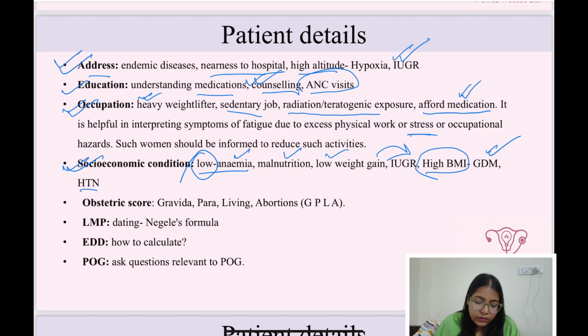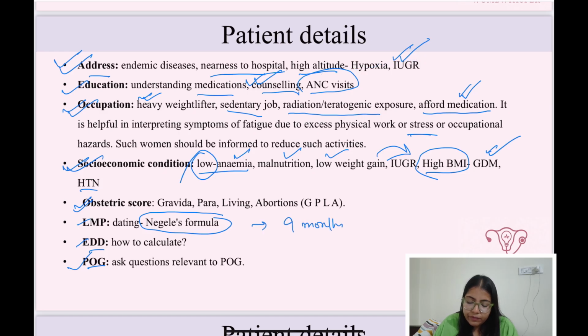And we should ask about obstetrics. We should mention the obstetric score, her LMP, estimated delivery date, and POG in the history itself. Okay. And how to date a pregnancy: we use Naegele's formula. From LMP we add 9 months plus 7 days, then we get the estimated delivery date.